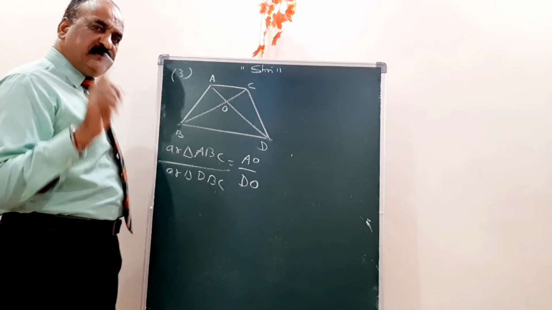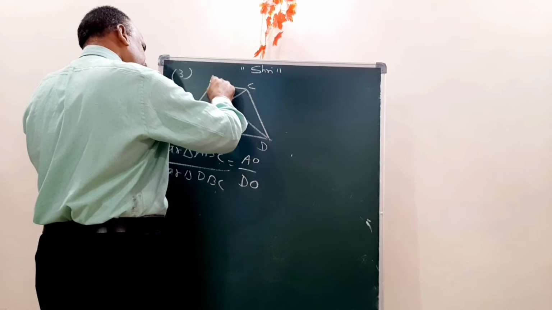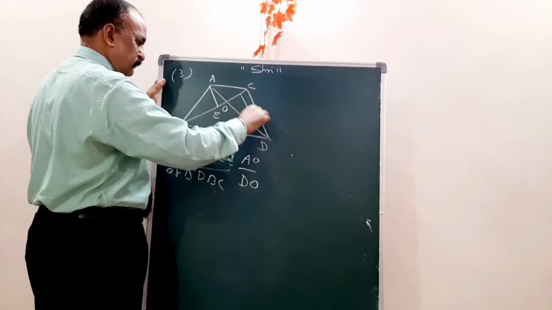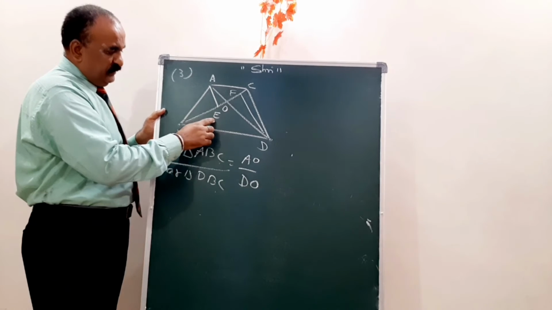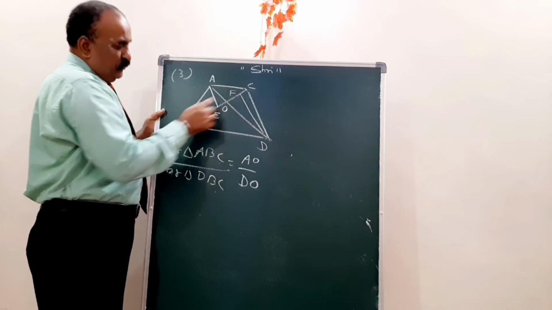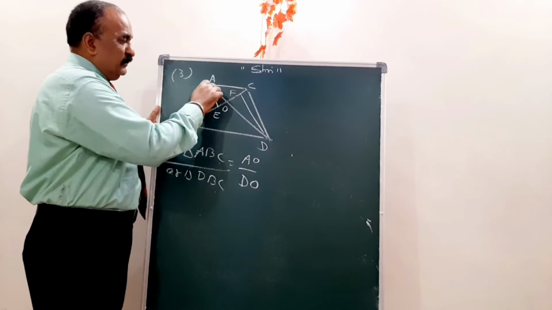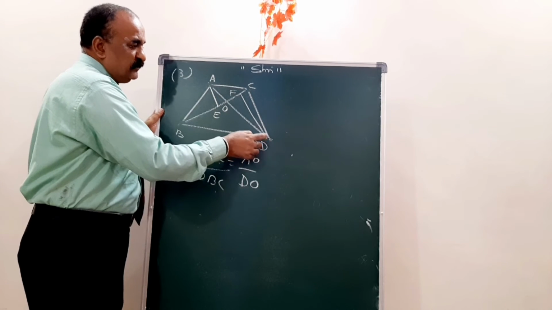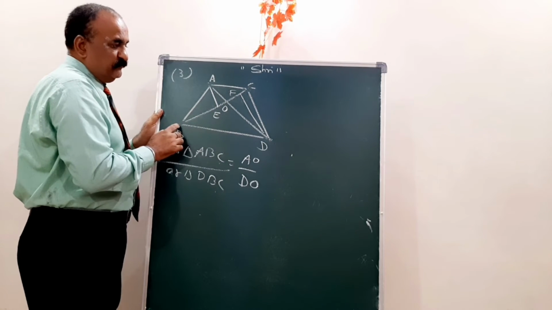What will you do? First you will do the construction. Draw the altitude AE on the diagonal BC and draw the altitude DF on the diagonal BC. So this is the construction I have done. Draw the altitude AE on BC and draw the altitude DF on BC. This is BC.